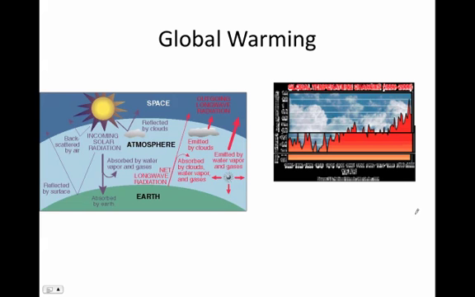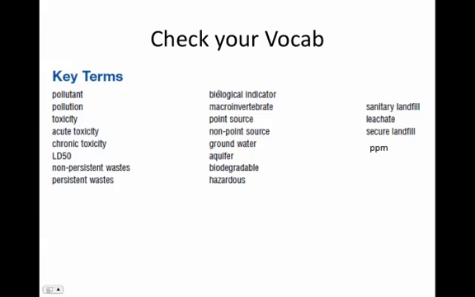Besides water and soil, we should also be aware of air pollution and be able to monitor air quality. Global warming is a type of air pollution where carbon dioxide is building up in our atmosphere, and that's causing the earth to heat up.